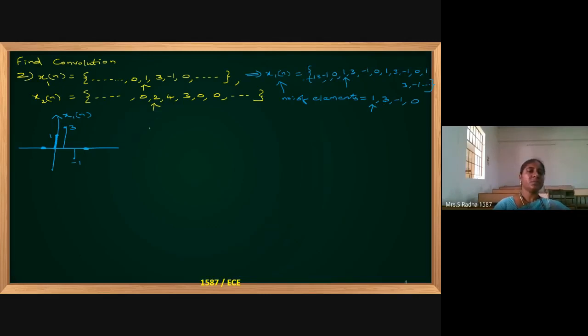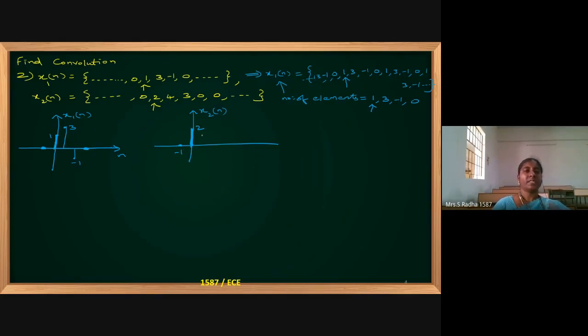Now similarly, if you go on with the second sequence, you can identify what is the repetition going on. At origin, they have put an arrow mark for 2. So at origin, height is 2. To the left side, they have put 0, which means at minus 1, it is 0. Left side are all the negative side elements.